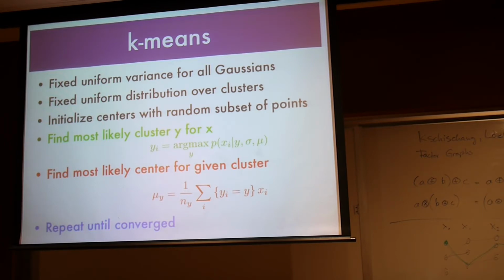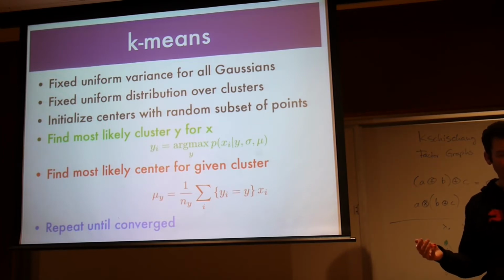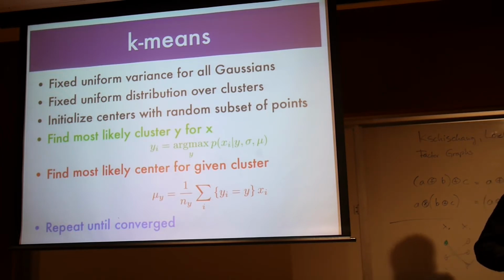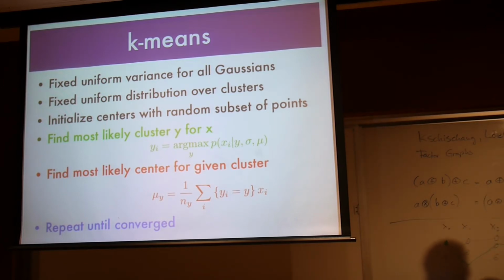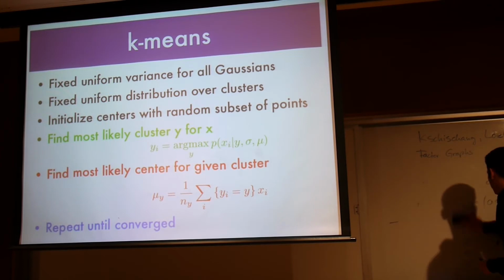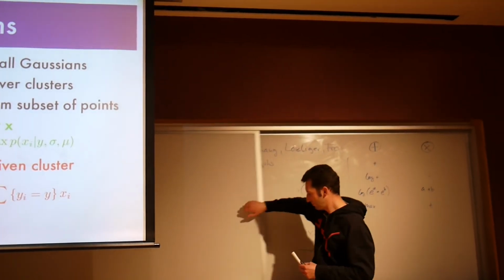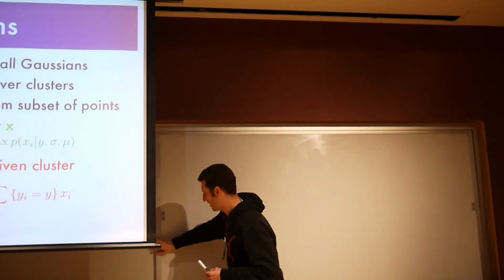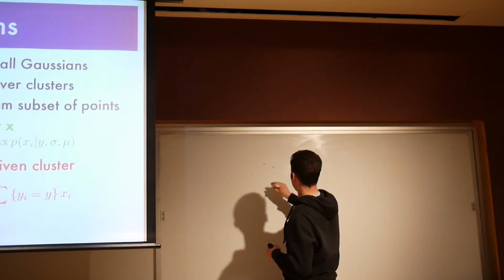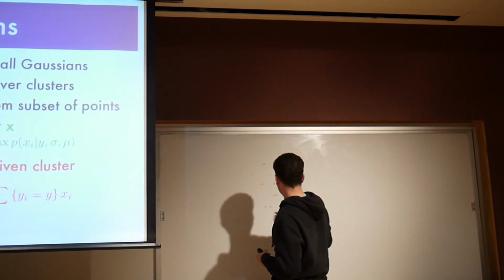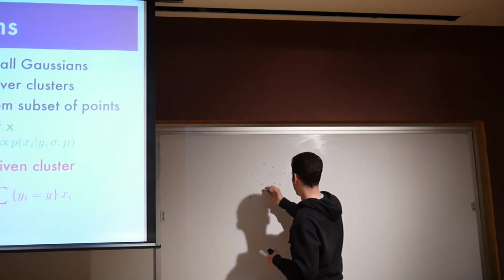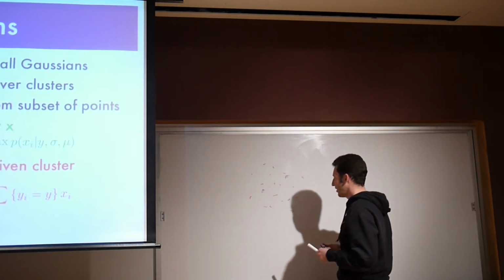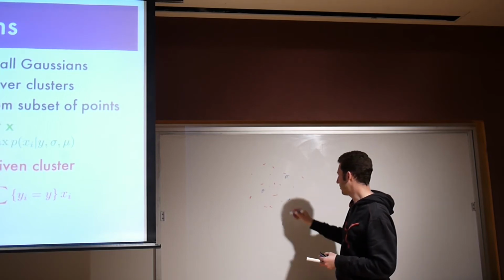Now, the next step is I'm going to find the most likely cluster Y for any given X. Now, that actually turns out to be a very simple thing, because if I have unit variance, I just need to find the closest point. So if I have a point cloud, and I have some cluster centers. So I have 3 of them here, 1 there, 1 there. Then it's very easy for me to find out which points go where.